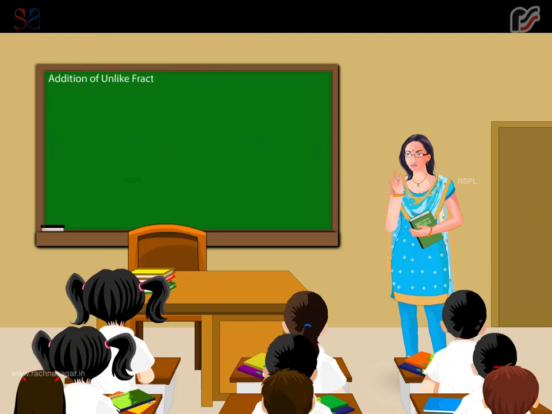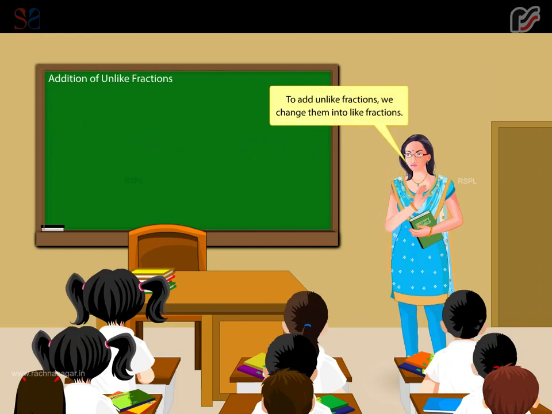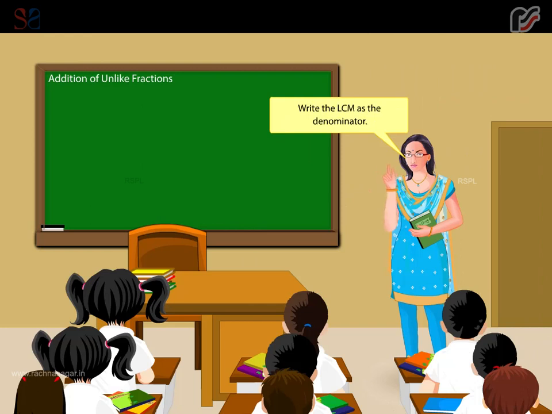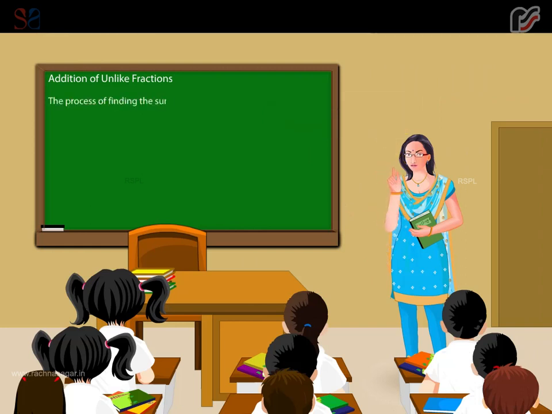Addition of unlike fractions. To add unlike fractions, we change them into like fractions. Change the unlike fractions into like fractions by finding out the LCM of the denominators. Add the new numerators and write it as the resulting numerator. Write the LCM as the denominator. If the answer is an improper fraction, change it into a mixed fraction. The process of finding the sum of unlike fractions is as follows.